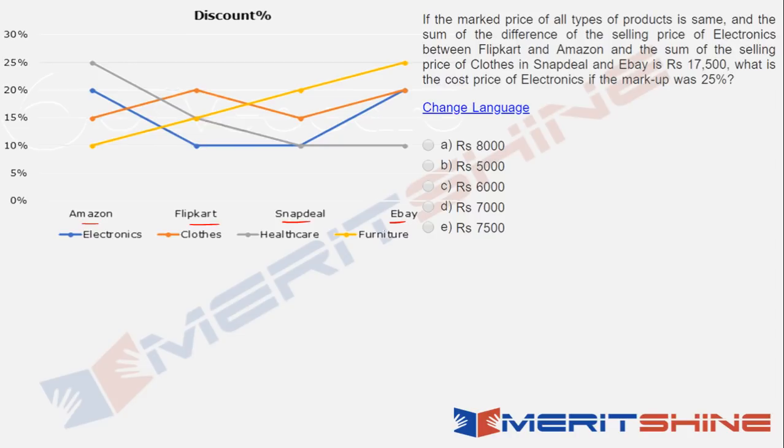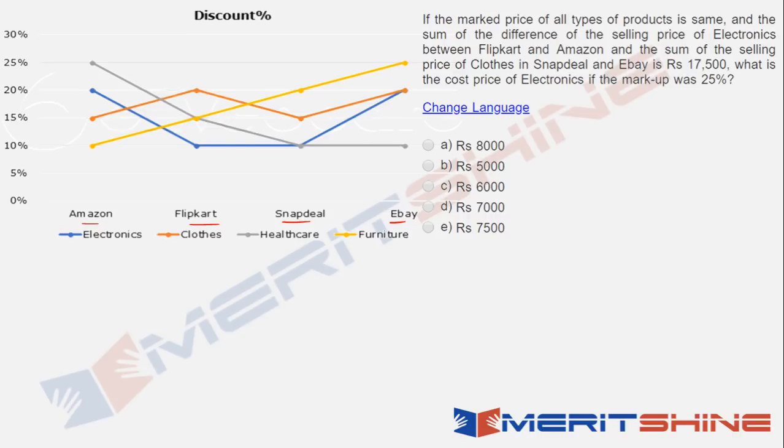Let's do the first one. If the mark price for all the types of products is the same, so it says everything is the same. If it's the same, we take that as 100 by default. It makes our job easier because the discount percentage and all, the actual numbers become a little easier to calculate here. Sum of the difference of the selling price of electronics between Flipkart and Amazon, and the sum of the selling price of clothes in Snapdeal and eBay is rupees this much. What is the cost price of electronics?